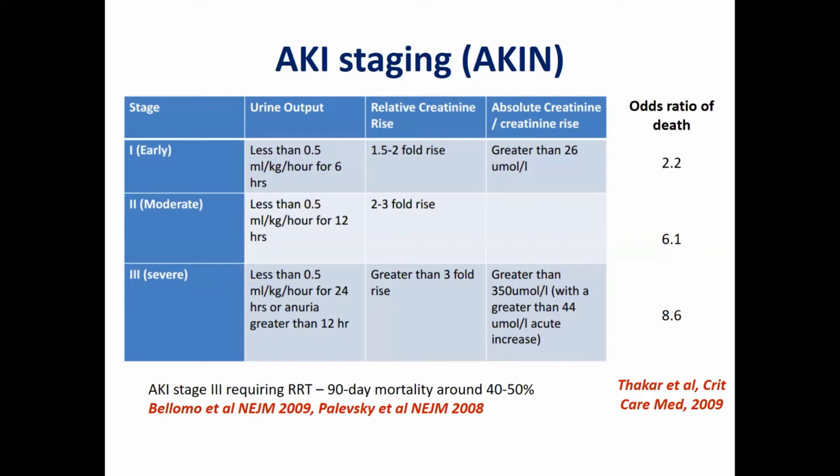And the reason why this is important is because if you look on the right-hand side, the odds ratio of death correlates with this. If you look at someone who's got a severe AKI, they're 8 times more likely to die compared to someone who doesn't have that AKI. And that was taken across a number of diseases in an ICU. And the other reason why it's important is because if you then go on to require dialysis as a result of your AKI, across all comers, the 90-day mortality is about 50%.